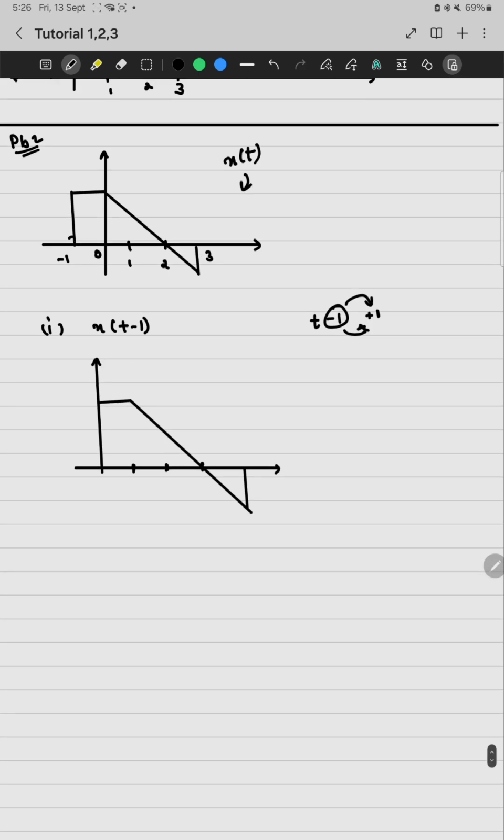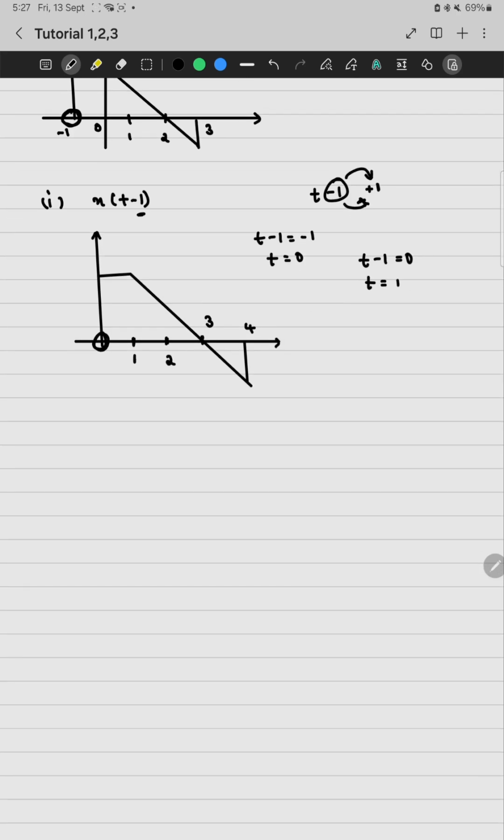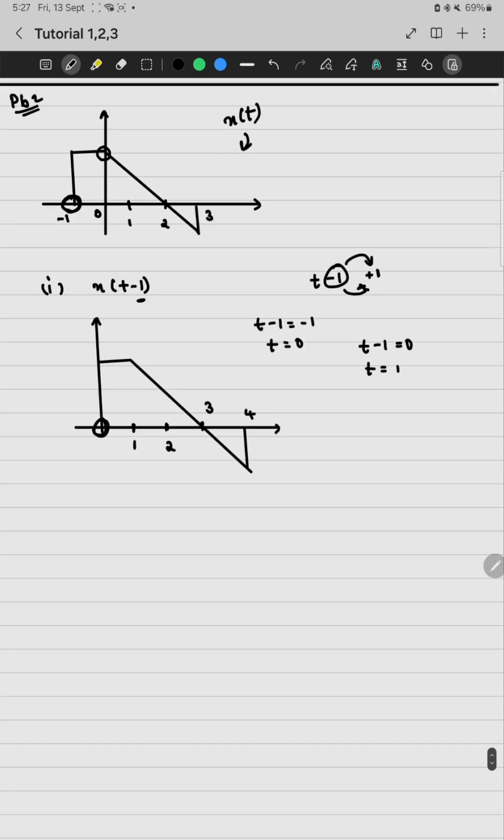It's nothing but, as this point is the starting point, you just substitute t minus 1 equals to minus 1, so t becomes 0. So the starting point of this will become t equals to 0. Now the point where it stops being constant and starts decreasing is 0. t minus 1 equals to 0, so t equals to 1. So at 1 it will start decreasing, so this will be 2, this will be 3 and this will be 4. So you can just increase it like this by 1 because it's given here 1, or you can substitute the values of coordinates in the main x of t, and try to get the coordinates and write it in that way.